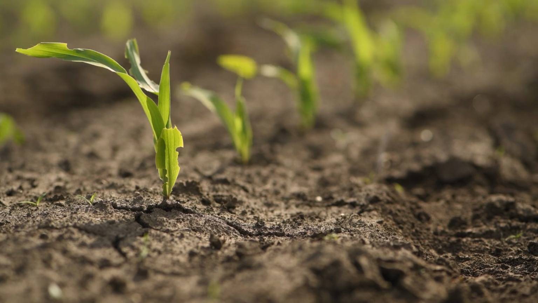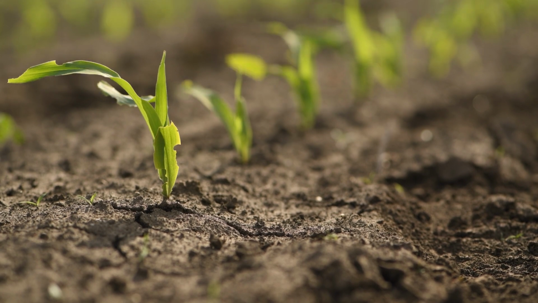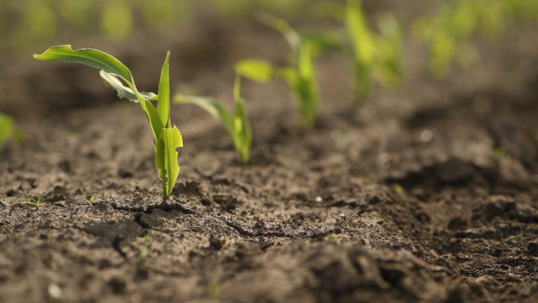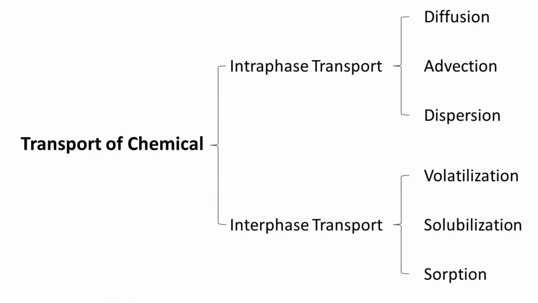The subsurface environment consists of up to 3 different phases, namely soil, water, and air. When an environmental contaminant enters the subsurface, it may transport within a single phase driven by diffusion, advection or dispersion. This process is called intraphase transport.